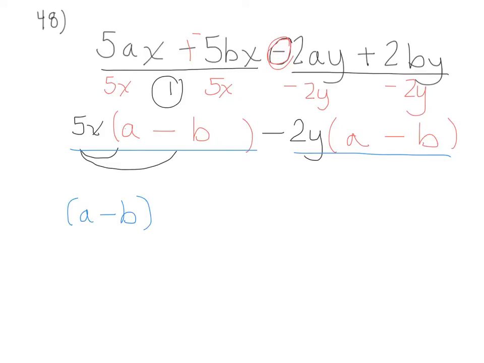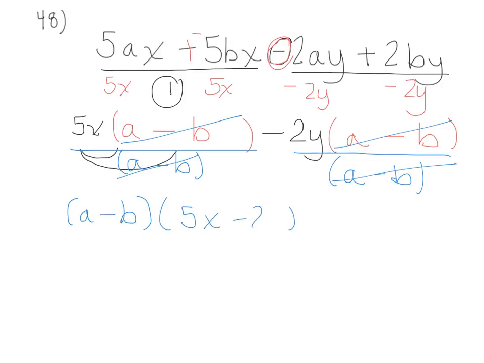If I divide this group by a minus b and this group by a minus b, what happens is the a minus b's cancel, and what's left is the 5x minus 2y.